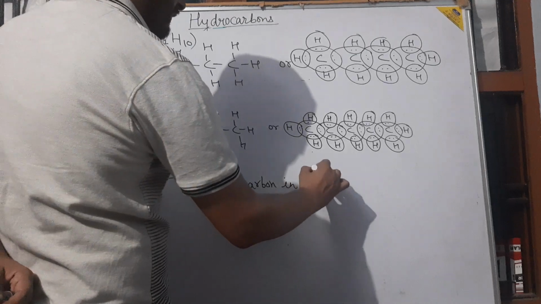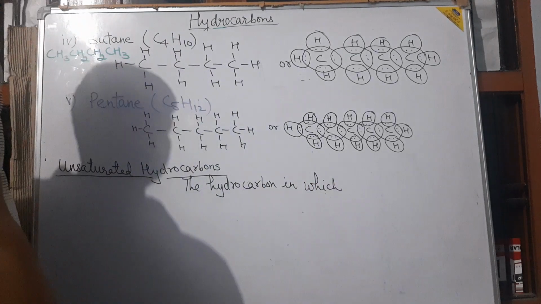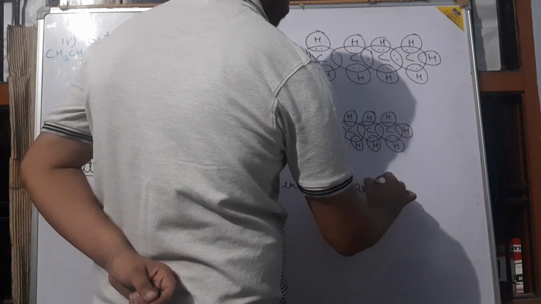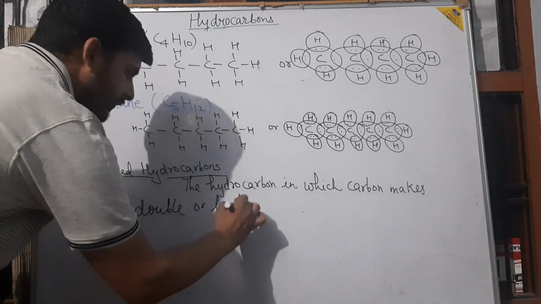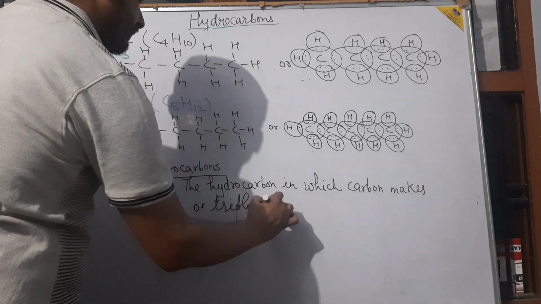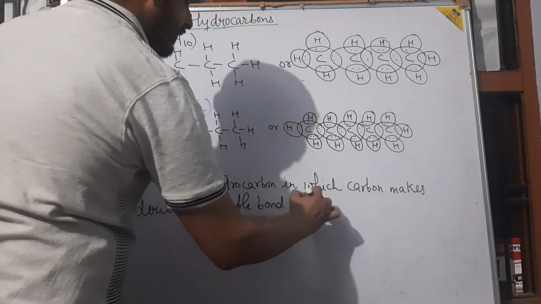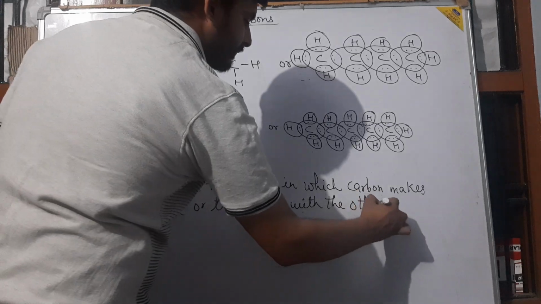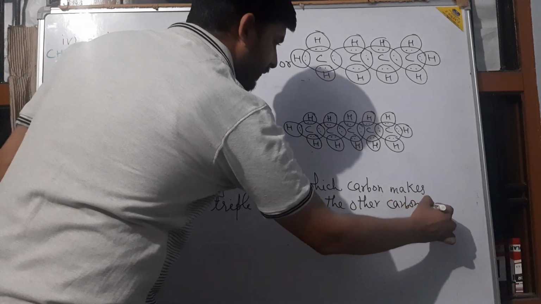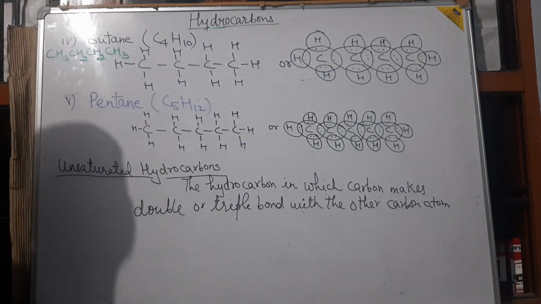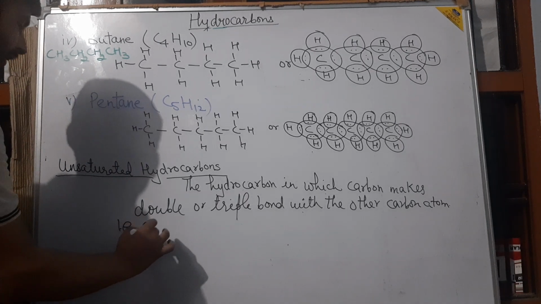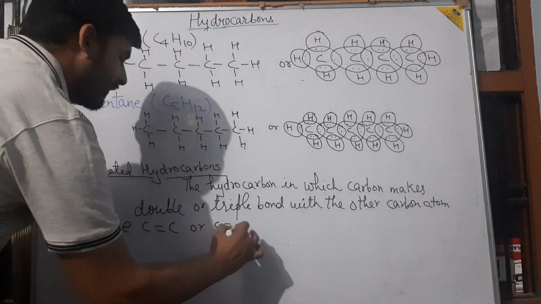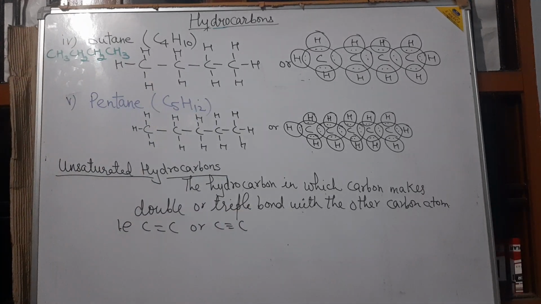in which carbon makes a double or triple bond with the other carbon atom, or we can say that those hydrocarbons which involve a carbon-carbon double bond or a carbon-carbon triple bond are called unsaturated hydrocarbons.